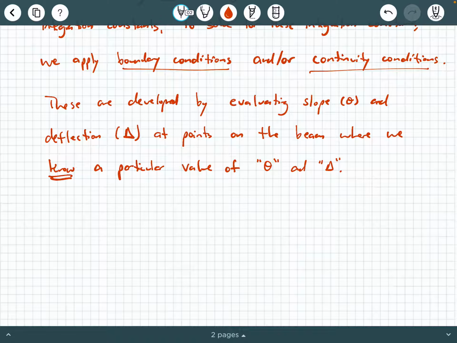A continuity condition mathematically will function very similar to a boundary condition. However, continuity conditions represent situations along the length of the beam in which your slope or your displacement should be equal at a particular point when you have multiple segmented domains, okay? So when we actually get into some numerical calculations in another video, we're going to explore this idea of boundary and continuity conditions more thoroughly.